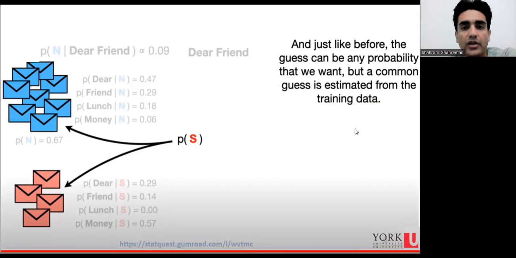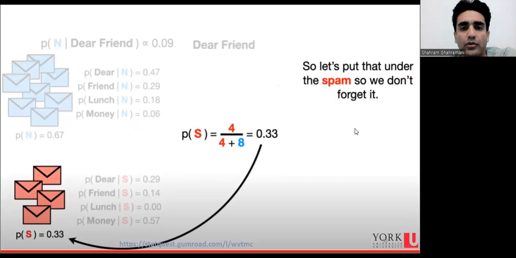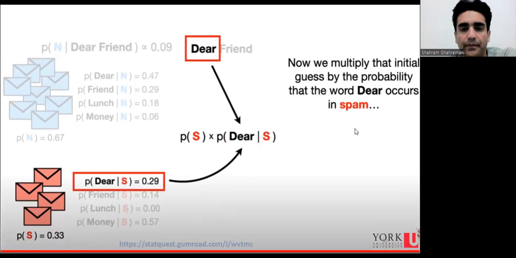And just like before, the guess can be any probability that we want, but a common guess is estimated from the training data. And since 4 of the 12 messages are spam, our initial guess will be 0.33. So let's put that under the spam so we don't forget it.